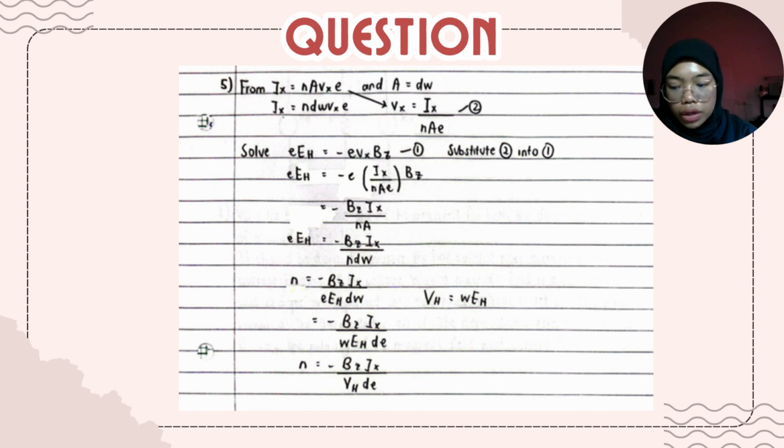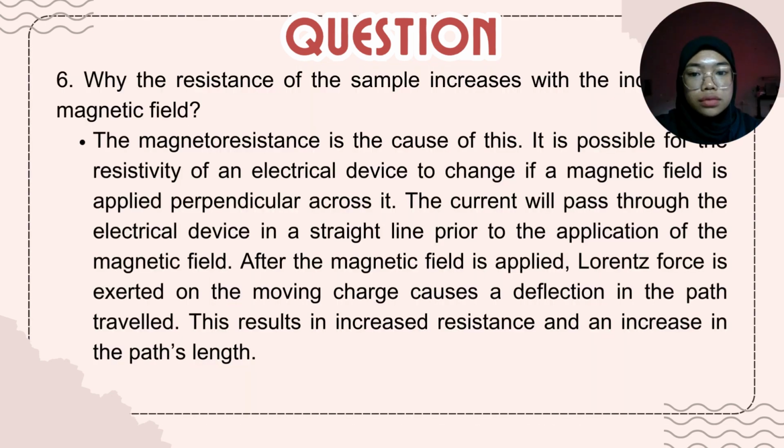For question number 5, it is shown that the carrier concentration of N that we've got. Question number 6. Why does the resistance of the sample increase with the increase of magnetic field?